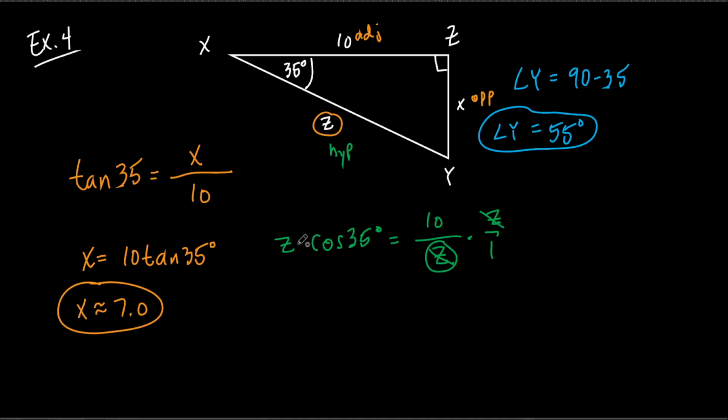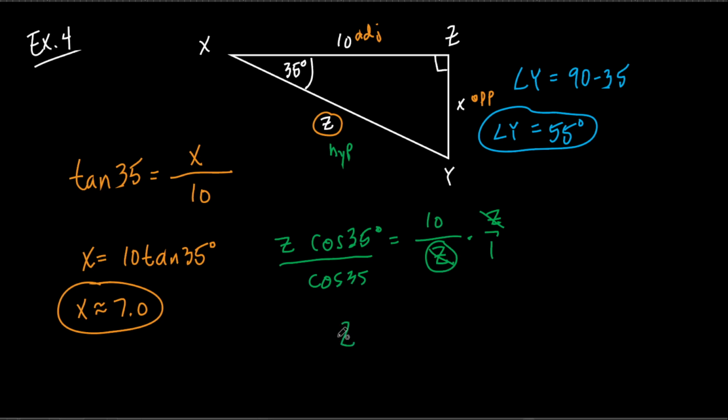Now, I got z on the top. I got to get rid of that cosine of 35. Remember, the cosine of 35 is just a number, just like any old number. It's a decimal, but it's a number. How do I get rid of the cosine of 35? It's being multiplied. How do I get rid of something that's being multiplied? I divide. So watch what I do. I'm going to divide this by the cosine of 35, and I got to take the 10 and divide that by the cosine of 35.